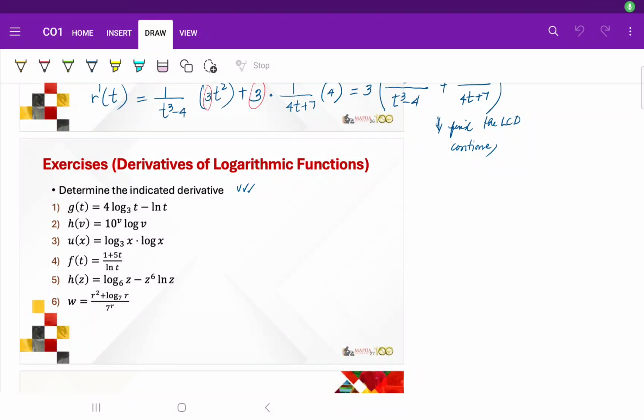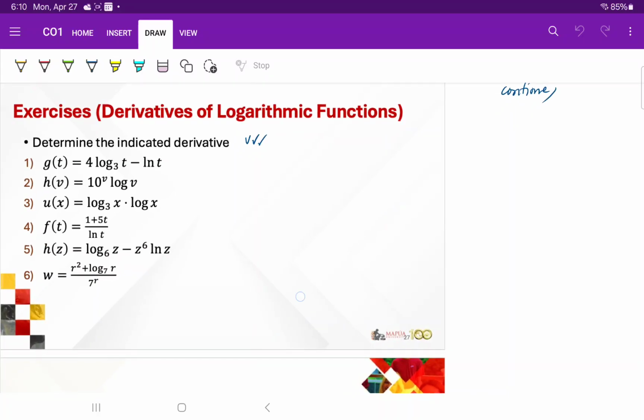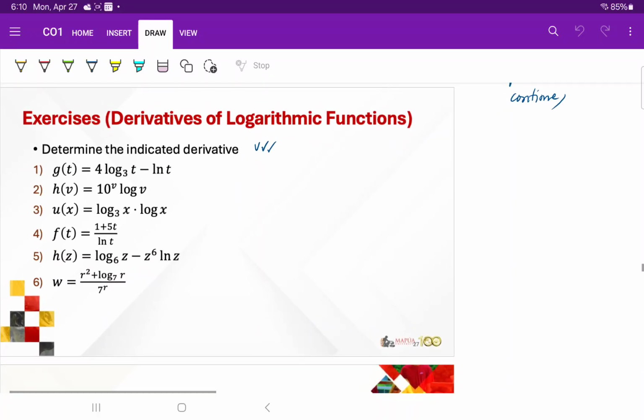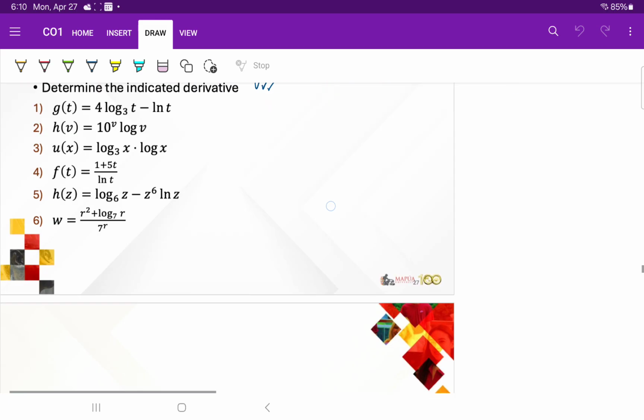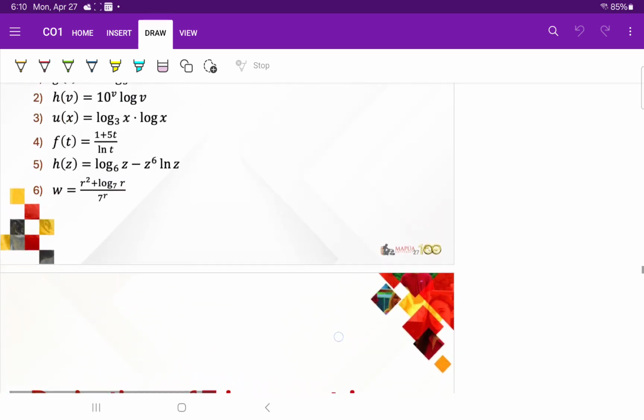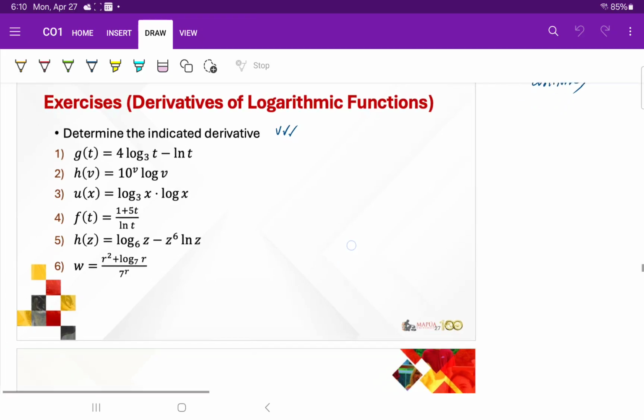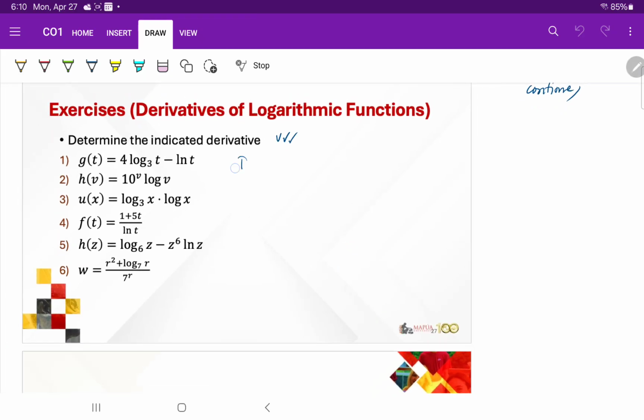Okay, hello everyone. So this is the continuation of our discussion on derivatives of logarithmic functions. So let me go over the solution for these numbers here. These are exercises, but let's solve these numbers here. So let's start with number 1. For number 1, let's solve it on this side.